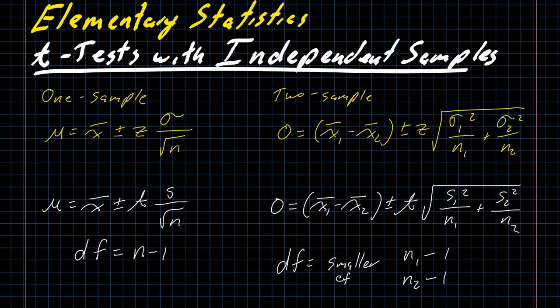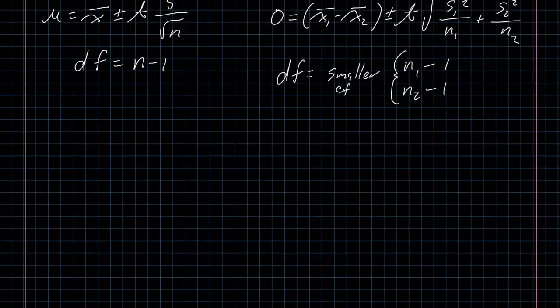Because your two samples are different sizes, n1 minus 1 and n2 minus 1 will give you different degrees of freedom. In order to err on the side of caution, we take the smaller of these. If n is the same in both samples, this is really easy. If n is different, then we have a little bit more work to do. Again, very similar to the situation that we had previously.